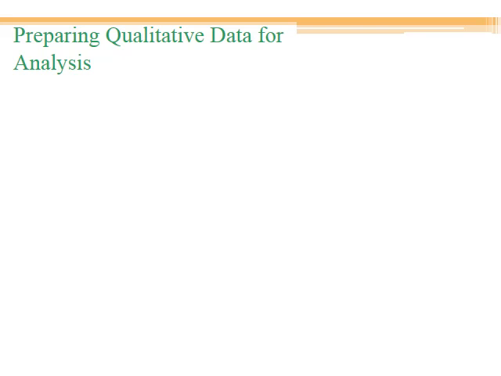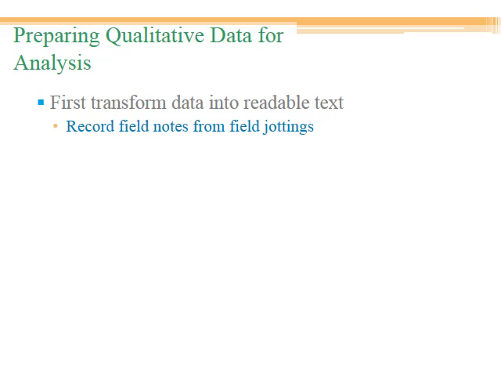So, to prepare qualitative data for analysis, first, you need to transform your data into readable text. This is what I mean when I'm going to say textual data. In order to do that, you record your field notes from your field jottings if you took them. This is usually for ethnography or participant observation. You also transcribe your interviews. So you've already transcribed your interview recording for the exam.